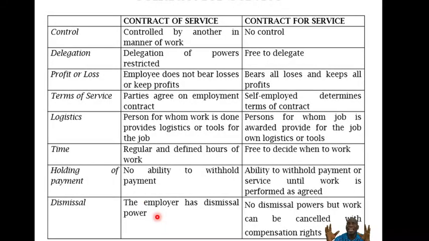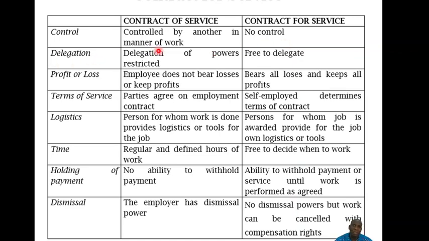So from this analogy, we can come out with these various differences between contract of service and contract for service. So if you want to establish what makes a contract an employment contract, then when you see all these features, you will see that this is an employment contract, the one under the contract of service. Now let's look at the control. Under contract of service, the servant is controlled by the master in the manner of work. But under contract for service, there is no control. The principal does not control the agent.